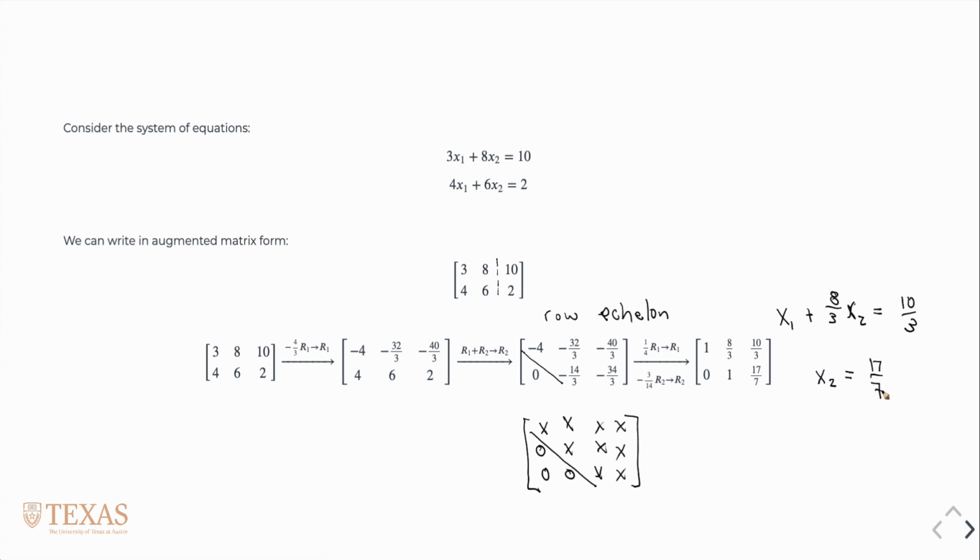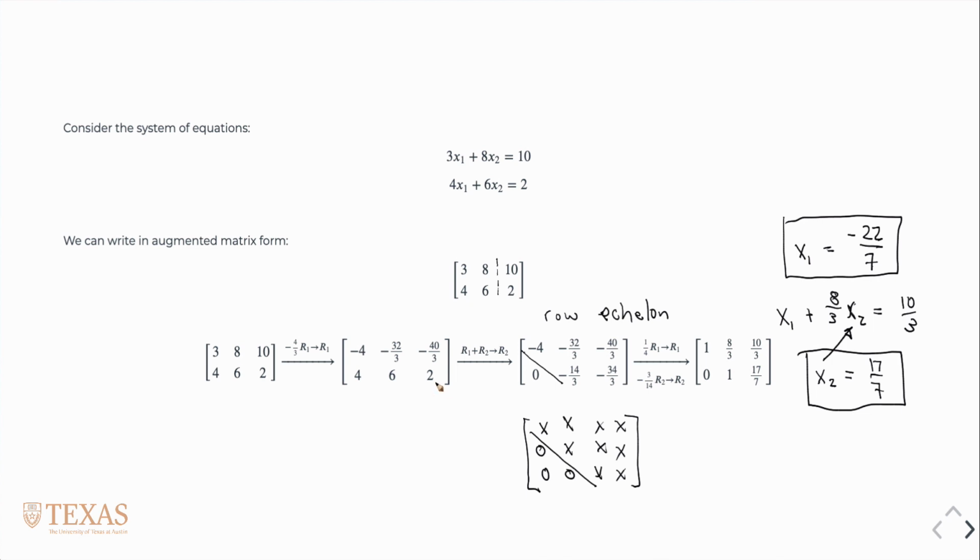So now all we have to do, since the second equation already represents the solution for x2, we can simply plug that back into this equation and solve. And if we were to do that, we would ultimately get x1 equals minus 22/7. So this is the solution x1, this is the solution x2, and that is the solution to our system of equations.